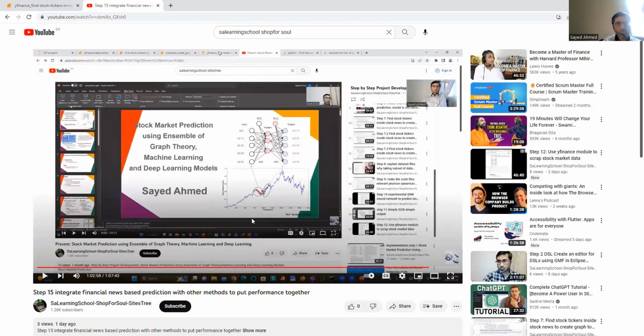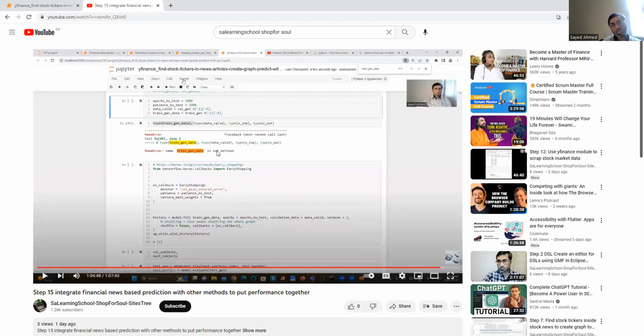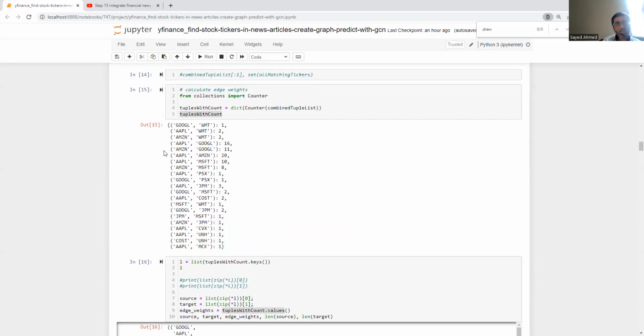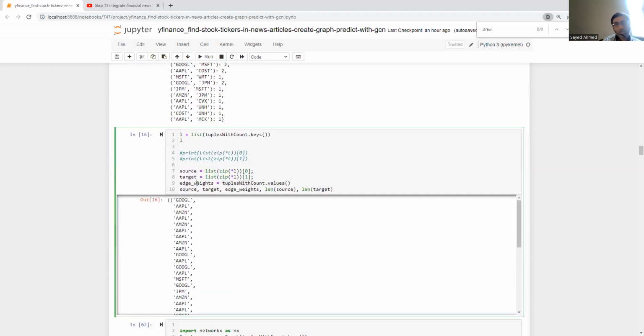Okay, step 15. This is the error that I was getting on step 15 for the financial. You can see why finance point stock prices, right? So that's what I fixed. Okay, let's see how I created the graph in the code.